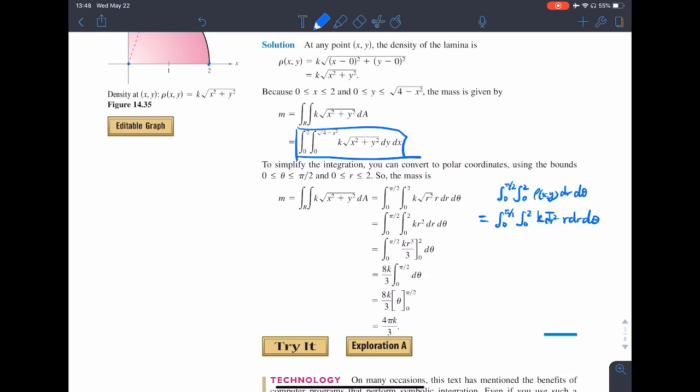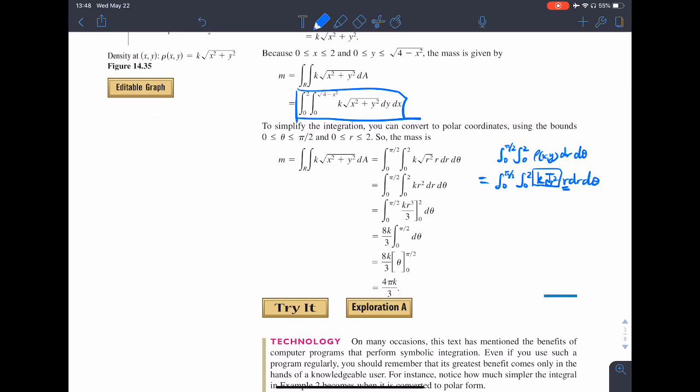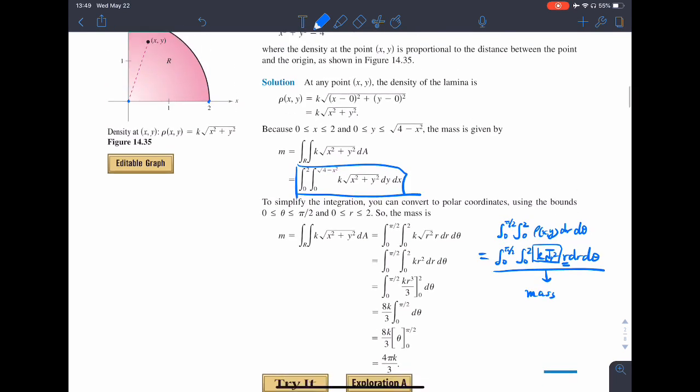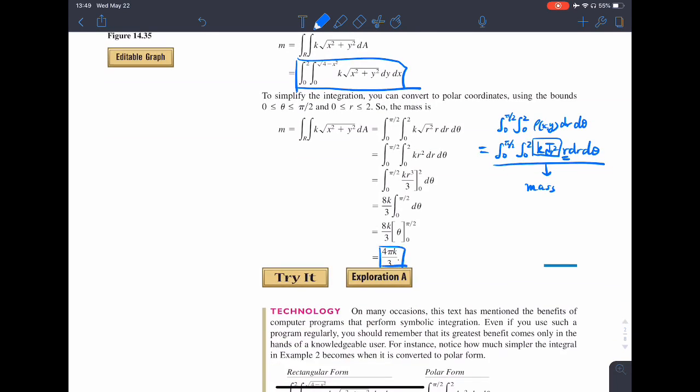and don't forget to multiply by r after you put in the density function, because that's how you convert a rectangular double integral to a polar integral. And if we solve this integral, we can get the mass of the object, and 4 pi k over 3 is the answer.